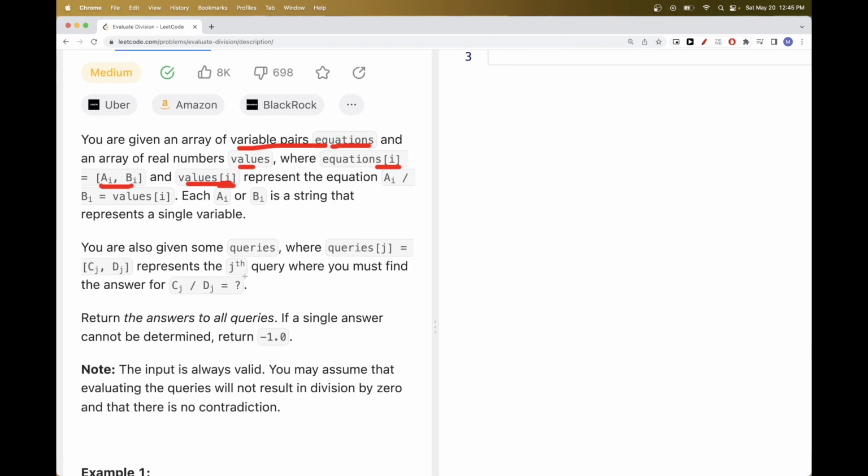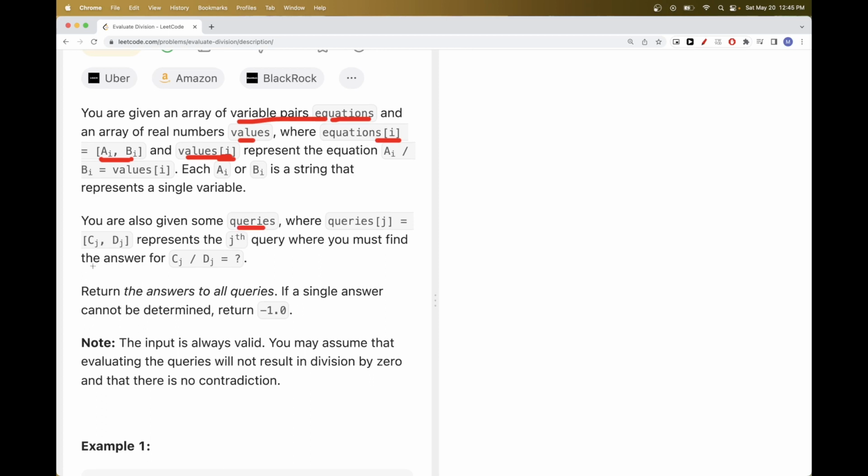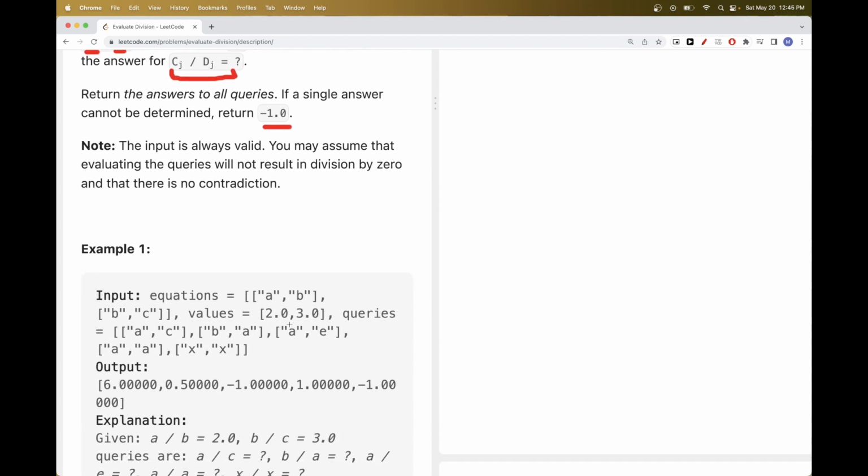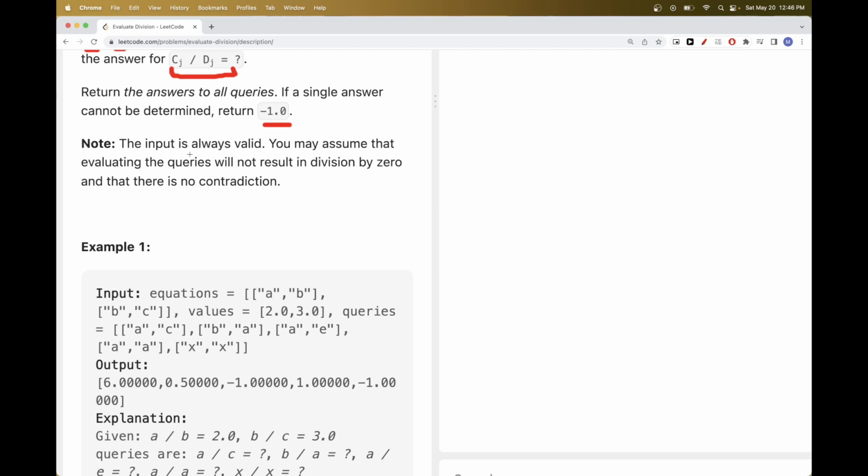Okay, and then we get a list of queries that has two variables C and D, and what we want is to get the value of that equation C divided by D. Okay, and if there is no answer, so basically from these equations and values we can't obtain the value for the query, we want to return -1. And so that's the problem here. And we are told that the input is always valid, which basically means that we don't have a division by 0, because then there is no real answer, and there is also no contradiction between the equations.